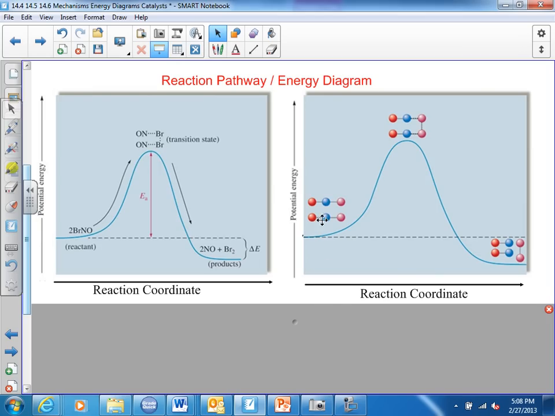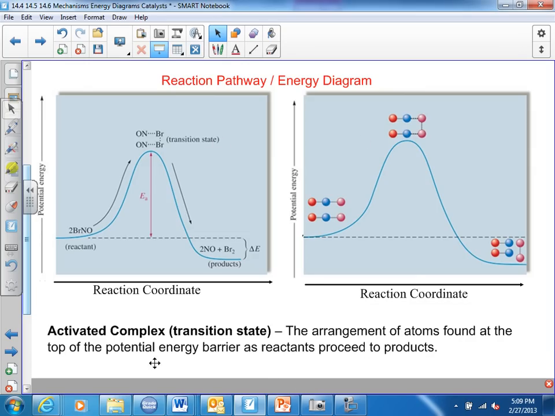Okay, this is just a model right here of the chemicals. This is two BrNO, that's the NOBr, Br, and O, and then here are our products, two NO and a Br2. This right here is called the transition state or the activated complex. Those are important vocabulary words. You need to know that. Both the words activated complex and transition state.